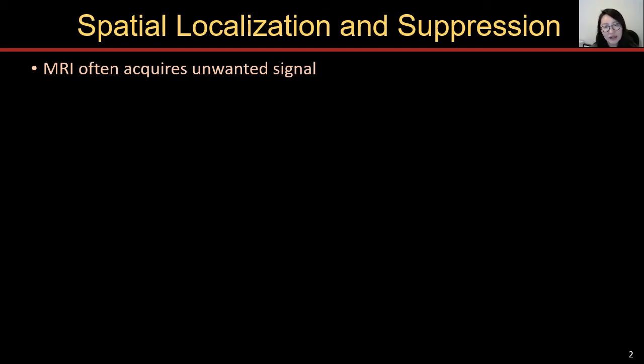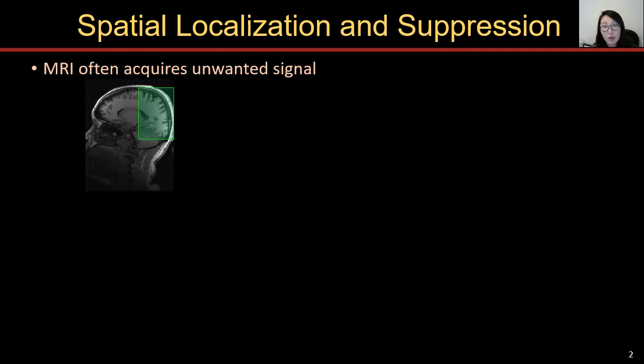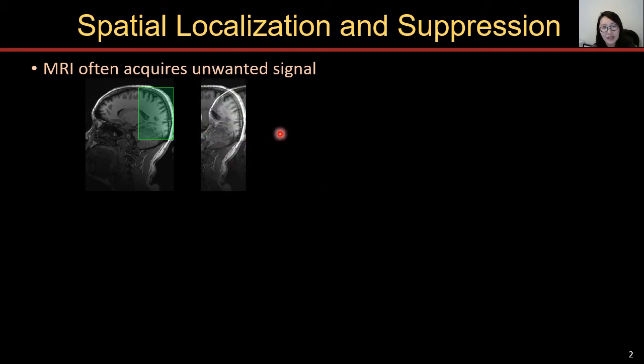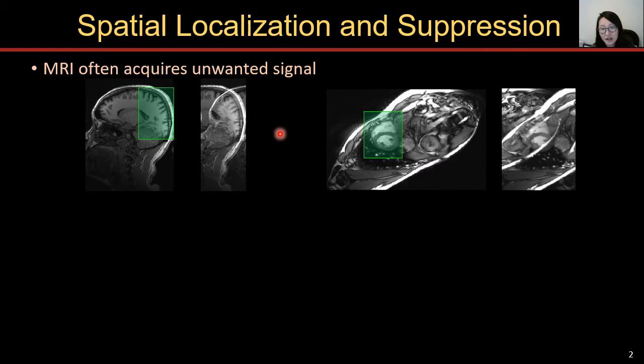MRI often acquires unwanted signal. For example, in this brain image, we may only care about the occipital lobe and not care about anything from the rest of the brain. But if we use a small field of view, we are going to get major aliasing artifact. Similarly, here in the heart, we may only care about the heart, but we have to encode the rest of the slice to avoid the artifact. This is a problem because these unwanted signals require our experiment to be longer.